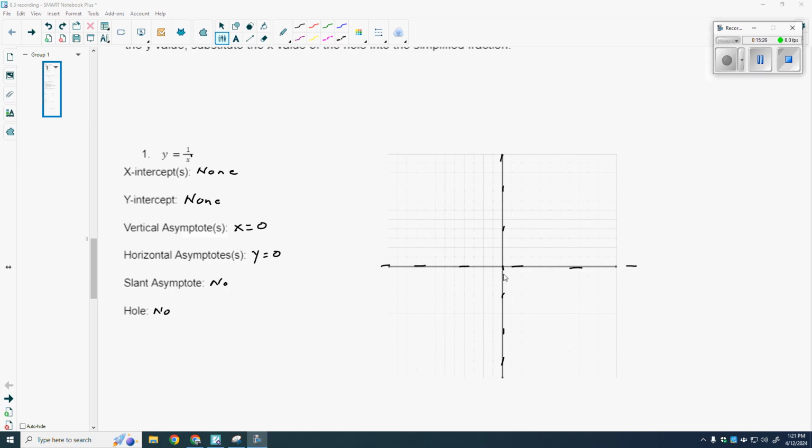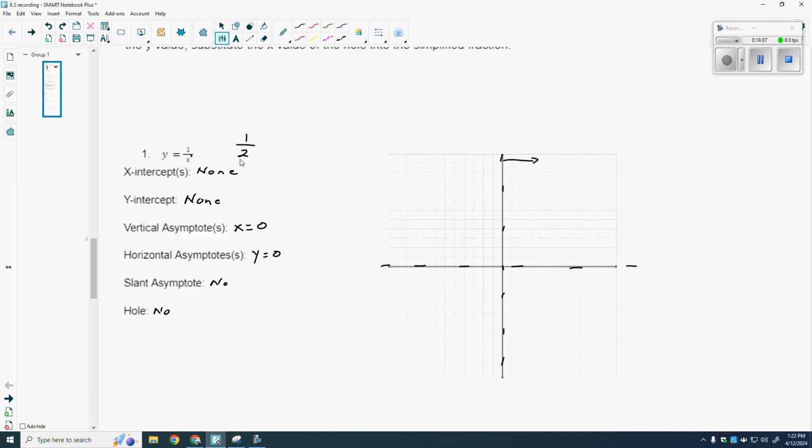So what happens out in this region to the right of this vertical asymptote? What happens to this graph? Well, x is positive, right? So 1 divided by a positive number will be positive. So I know my graph is up here. One more time. What happens out here to the right of this asymptote? My values out here are positive x values. So if x is positive, 1 divided by a positive value will be positive. So I know my graph is out here.